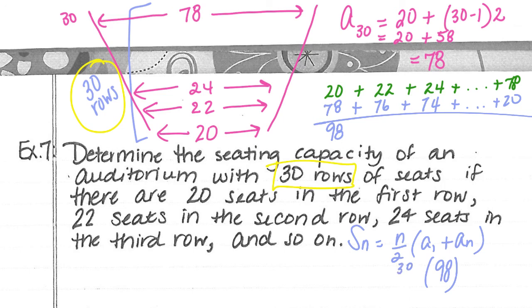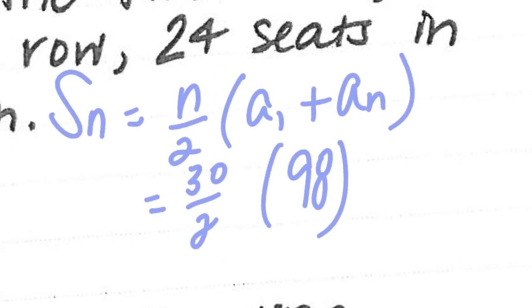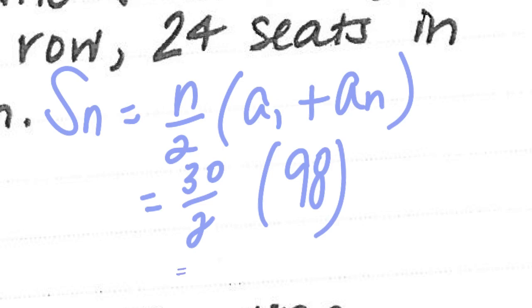That's where I find some students getting a little stuck. So we just have to find out what 15 times 98 is. 15 times 98 is 1,470.